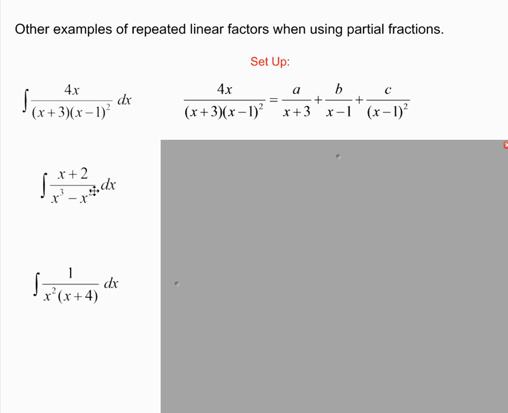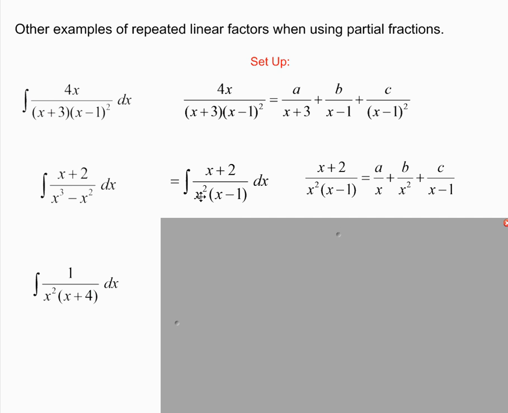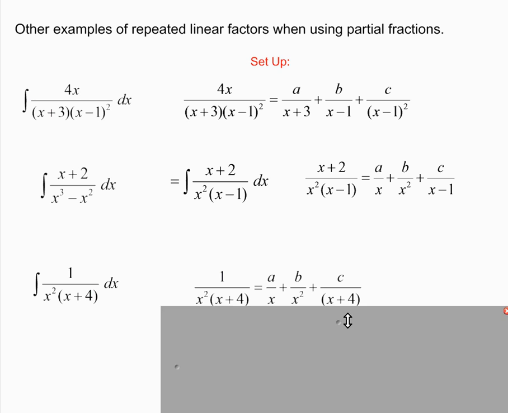What about this one down here? Well, I've got to factor it. It has to be in factors. So first what I'm going to do is factor it. And then I see there's a repeated factor here, x squared. So that's going to turn out to be A over x plus B over x squared. And then I have that factor x minus 1. And so I have C over that. Then the last one's pretty similar. It's just A over x and B over x squared and C over that. It's pretty much the same thing.